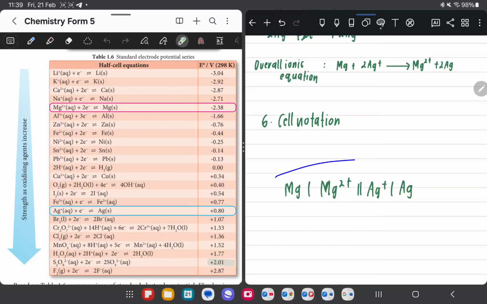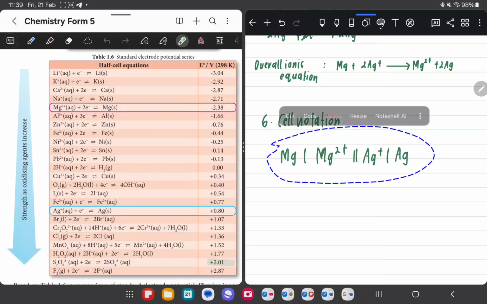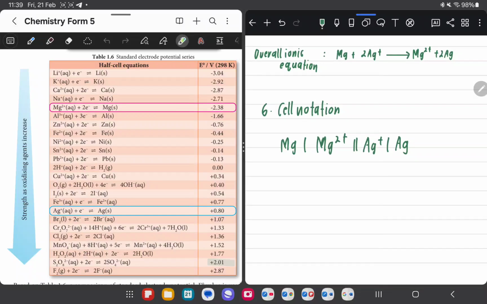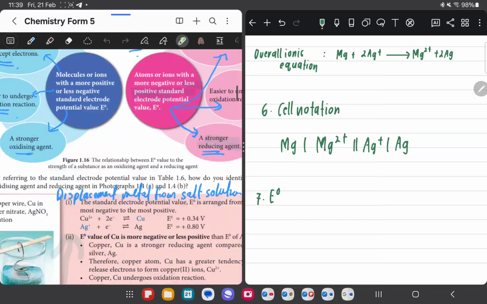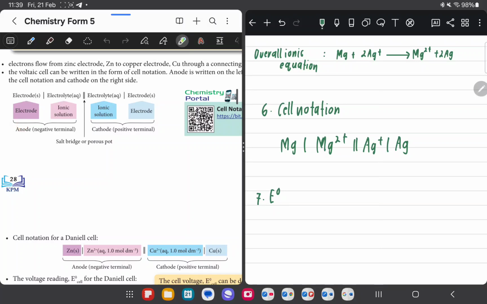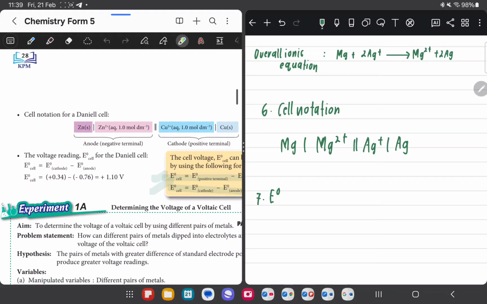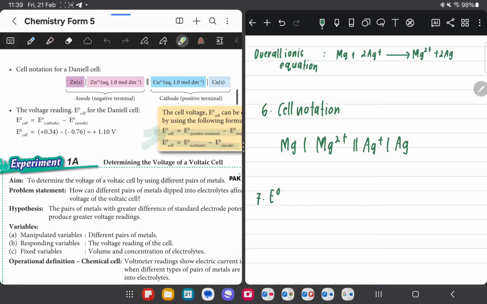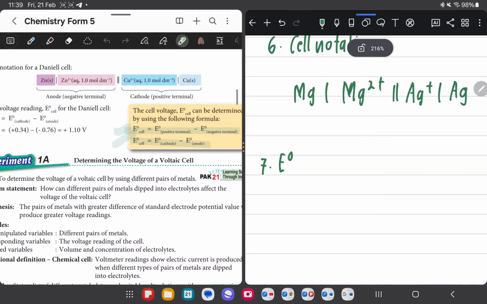So I bring it up a bit. I hope you have copied it. And then your final step is your E0 of cell. Wait, I show you the formula. This is what I was telling you just now: anode, bridge, cathode. So you can see here, the formula for the voltage reading for E0 of the cell is this one. Like what I told you, E0 of the cell is equal to E0 of cathode minus E0 of anode.